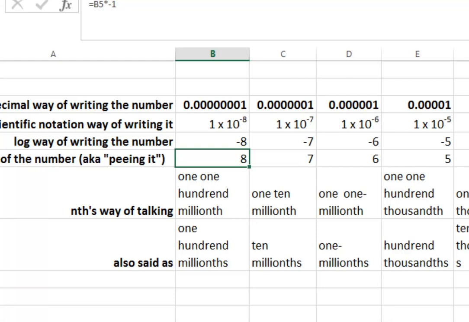Alright, the next video I'll do will address what about if the number isn't a nice number like 0.00001? What do we do with numbers like 0.000063 or something like that? How do we p on those particular values?